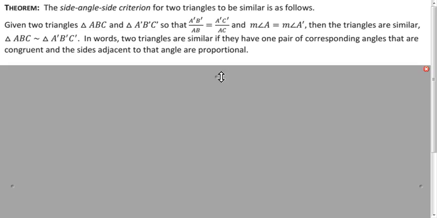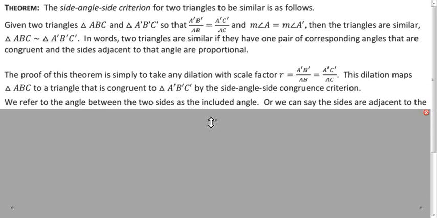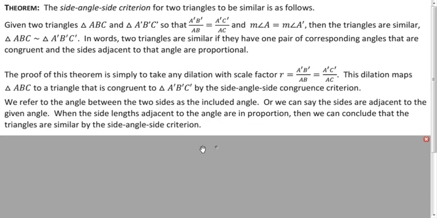And why is that true? Well, if we dilate, let's say triangle ABC, using scale factor r, so that when it's dilated, it's the same size as triangle A'B'C', then we'll have side angle side from congruence, because we know the corresponding side lengths will be congruent, as will the included angle. So since there's a similarity transformation that maps one to the other, those triangles are similar.